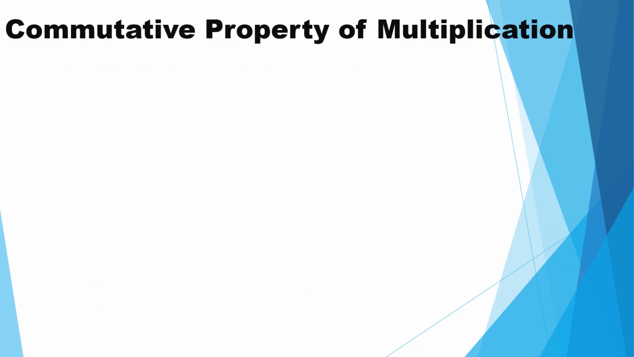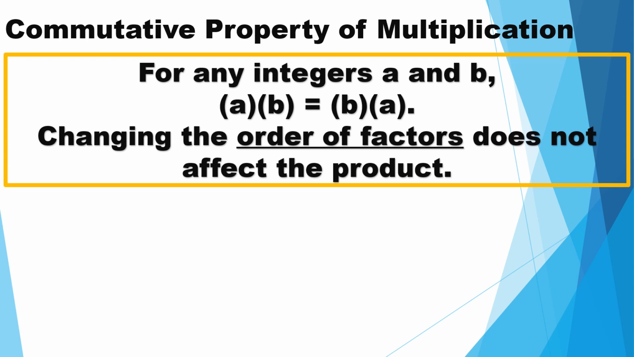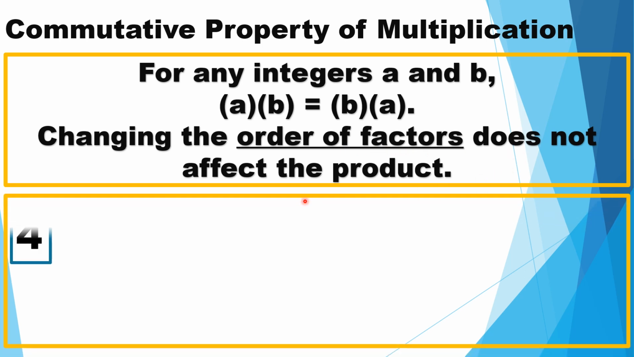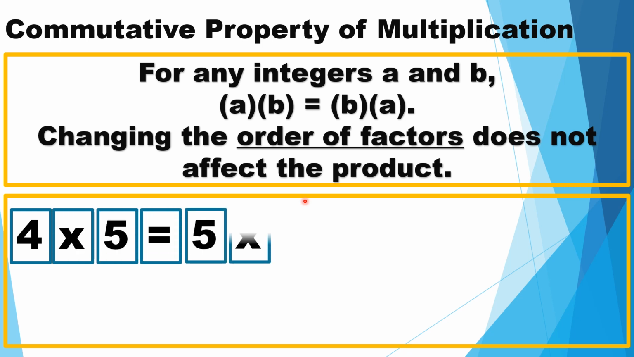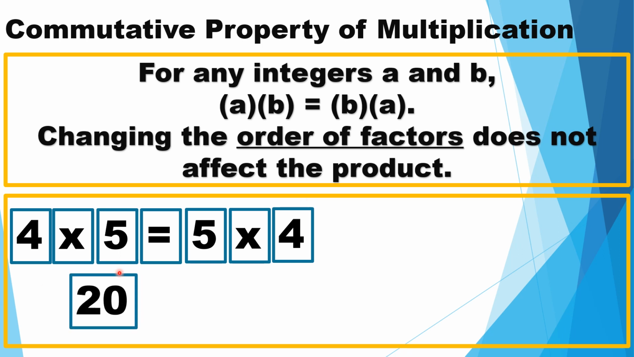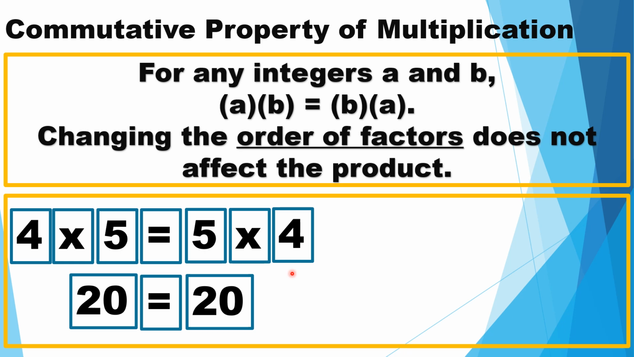Changing the order of addends does not affect the sum. Commutative property of multiplication. For any integers a and b, a times b is equal to b times a. Changing the order of factors does not affect the product. Let us have an example. 4 times 5 is equal to 5 times 4. 4 times 5 is equal to 20. 5 times 4 is equal to 20. 20 is equal to 20.